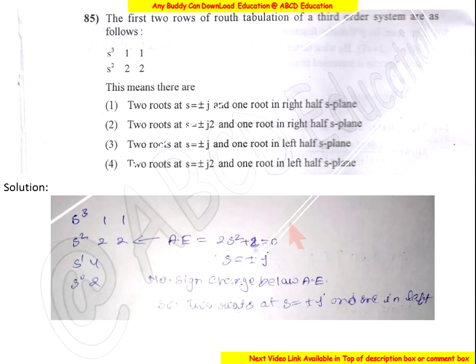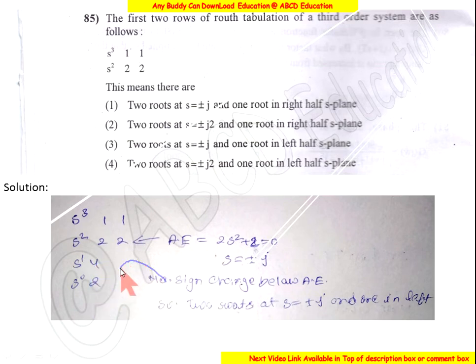Now these elements of the Routh tabulation are equal to each other, so this element becomes zero. Due to this, the auxiliary equation is 2s square plus 2. By differentiating the auxiliary equation we get this element, which equals 4, and the last element of the Routh tabulation is 2.